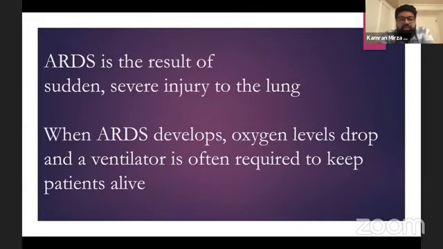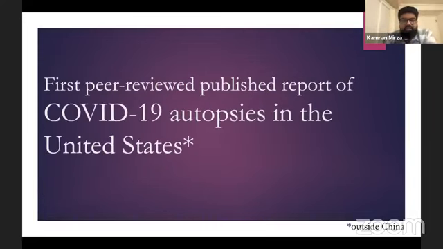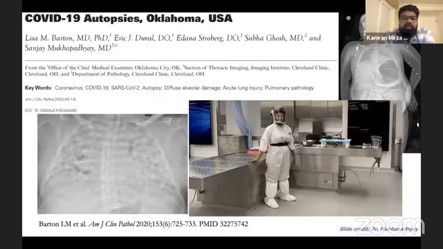So it results in sudden severe injury to the lung, and when ARDS is developing, oxygen levels will drop in patients, and ventilators are required to keep these patients alive. Dr. Mukhopadhyay was also one of the senior authors in the first COVID-19 autopsy series in the United States that was done outside of China. Here is the paper, and you can see that Dr. Barton is the first author, and this is an autopsy series from Oklahoma. It talks about two patients and their autopsy findings.